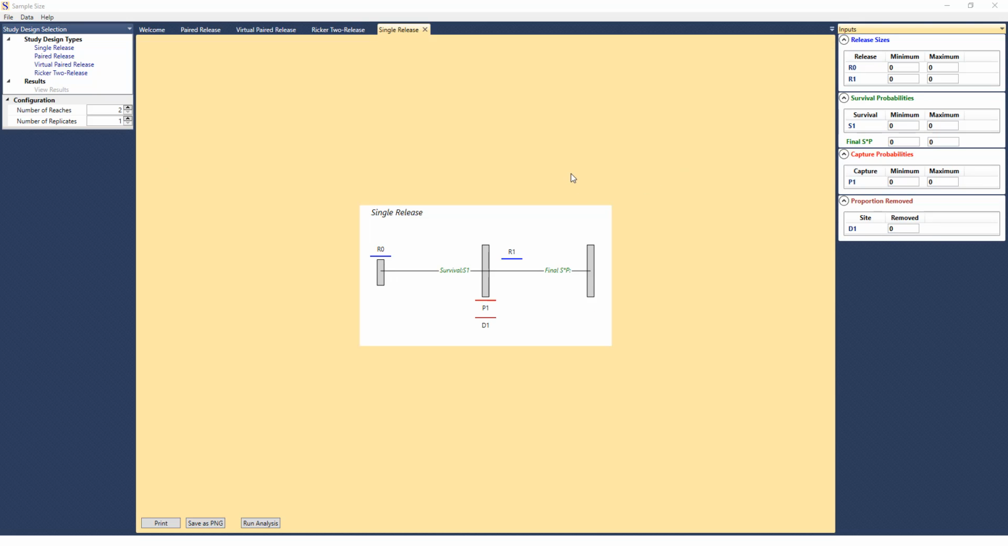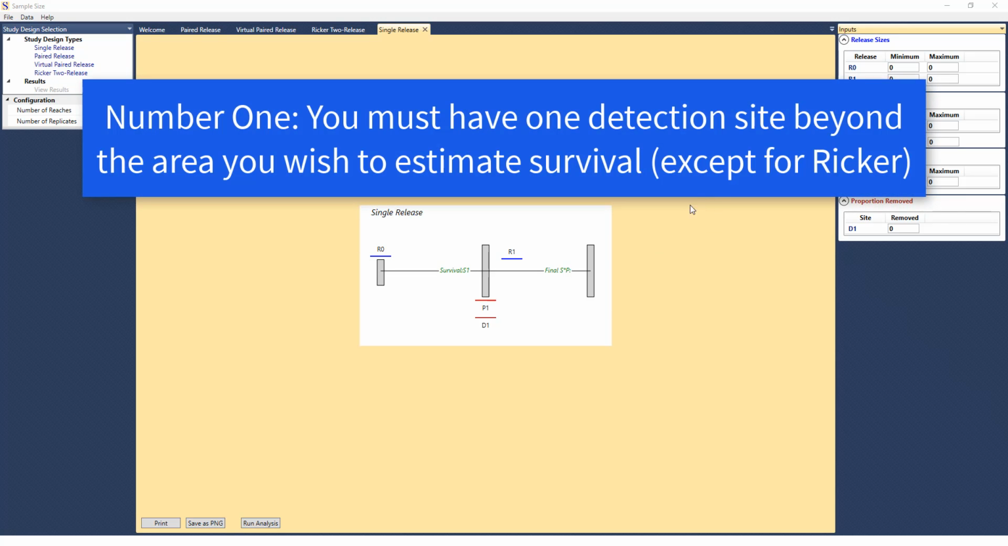Some general tips when you are creating your study designs are as follows. Number one, as a rule of thumb for mark recapture survival study is that you need to have one detection site beyond the area that you wish to estimate survival to, except for the RCR design. You cannot determine the reason a tag was not detected was because it passed undetected or died before arrival. The last reach is always represented as final S times P in the program.